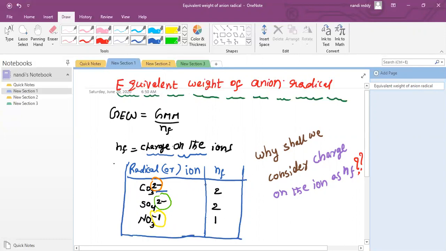But if you ask why we take only the charge, most people won't explain it, but we'll try to get it from our basics. So why do we need to consider only the charge on the ion as the n factor? We'll see that.